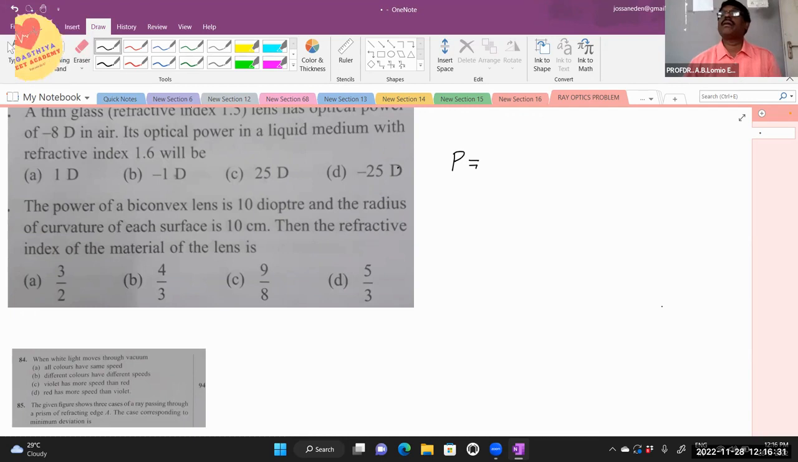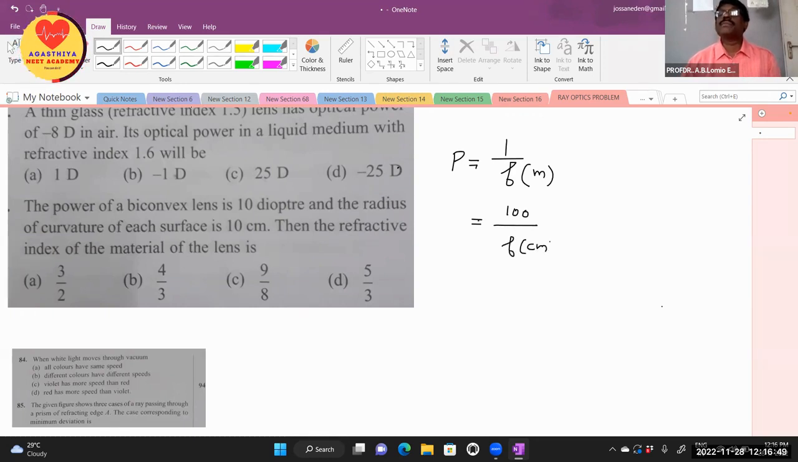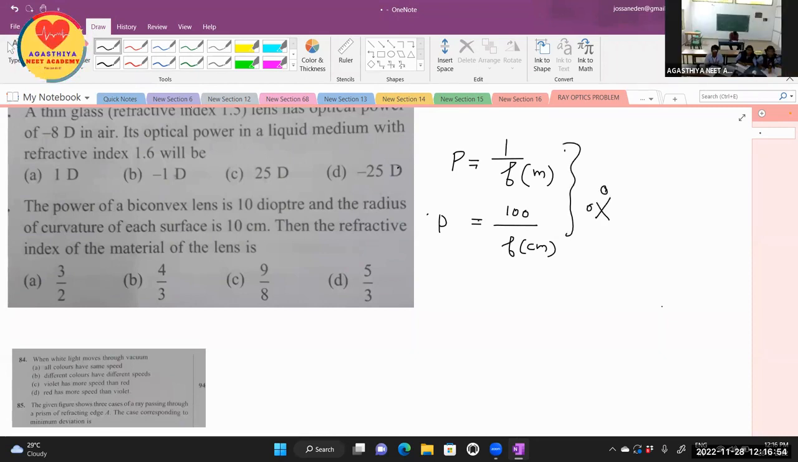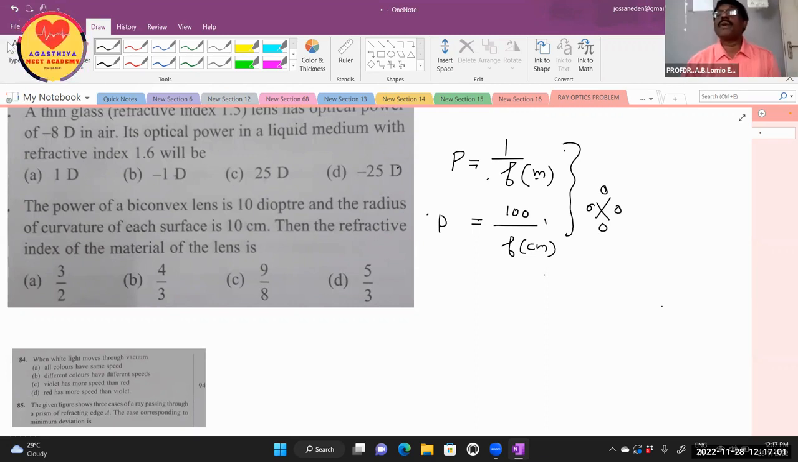I have given a formula already. Power is 1 by F, where F should be in terms of meter. Suppose you substitute the value of F in terms of centimeter, this formula is modified as 100 divided by F. Understand? Yes, sir. If F is in meters, it is 1 by F. If F is in centimeters, the formula is 100 divided by F.